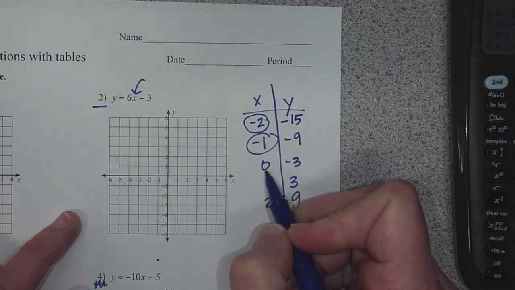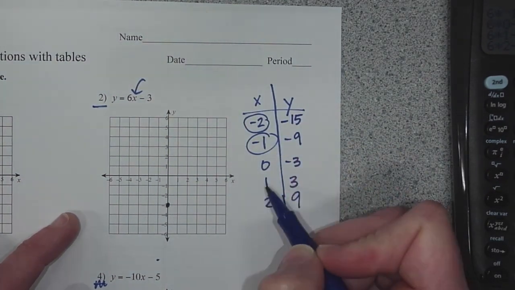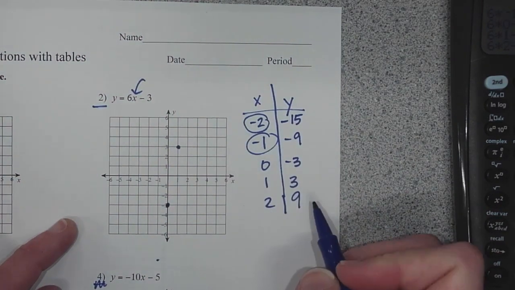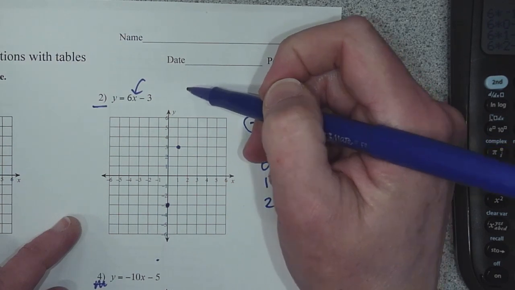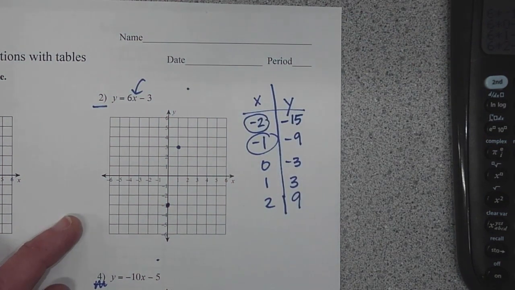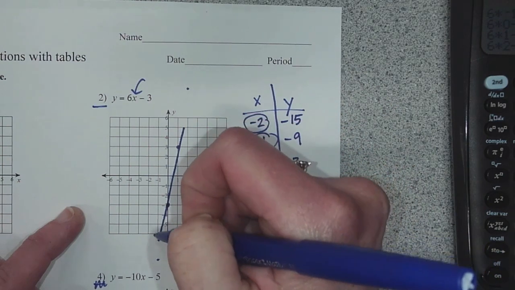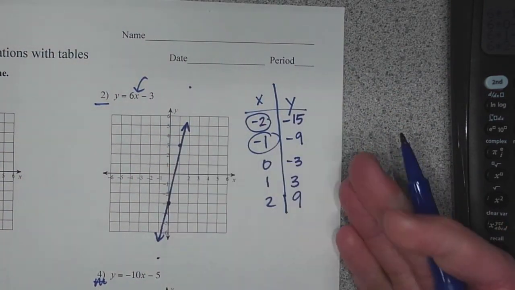0, -3, that will fit. 0, -3, we'll put that right here. 1, 3 will also fit. Put that right here. And then 2, 9 also will not fit. But is it okay? Like, I could make up a point about right there, but really, how many points do you need in order to graph a line? Well, you really just need 2, so this would be enough right here. And that would be my line. Okay, so that's how you graph from a table.